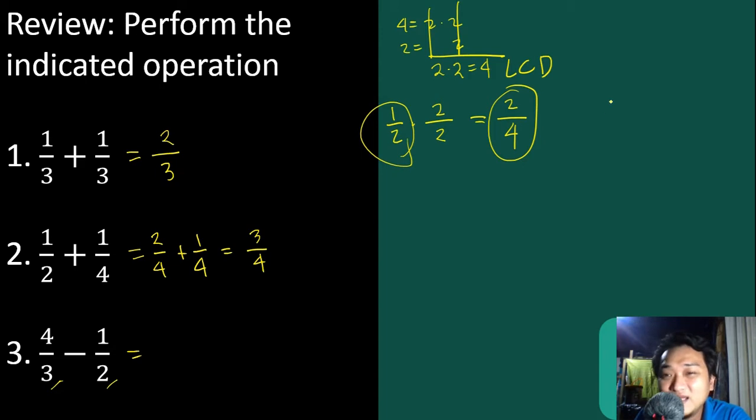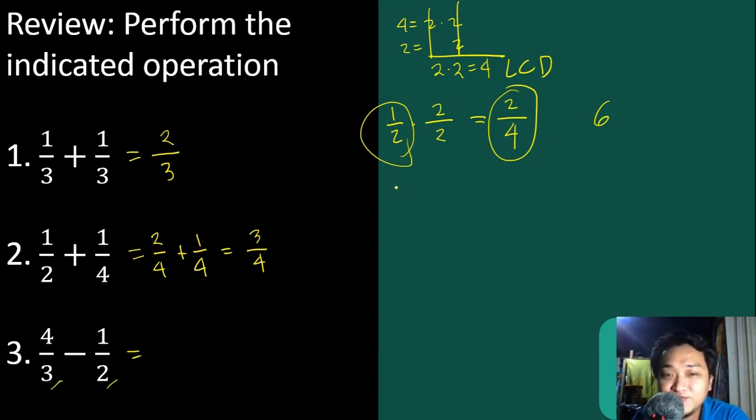So, since alam naman natin na 6 yun, yun yung number na wherein dun sila magkakasundo. Take note, 6 is divisible by 3 and 6 is also divisible by 2. Pinakamaliit na number na divisible kay 3 tsaka kay 2. Now, anong susunod natin gagawin?